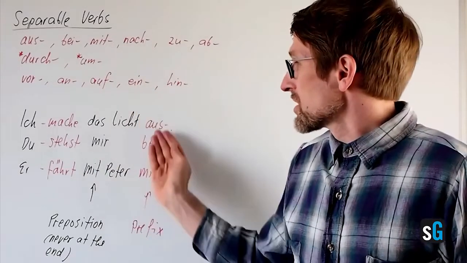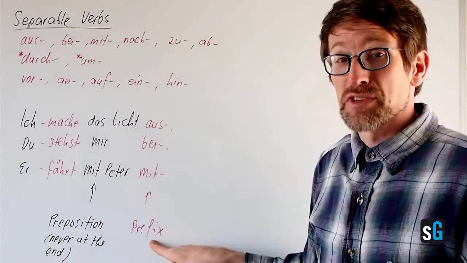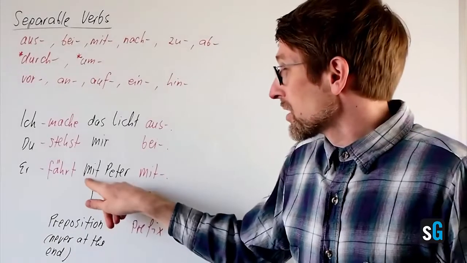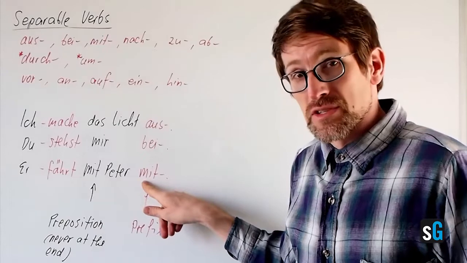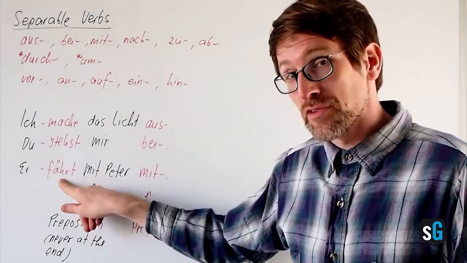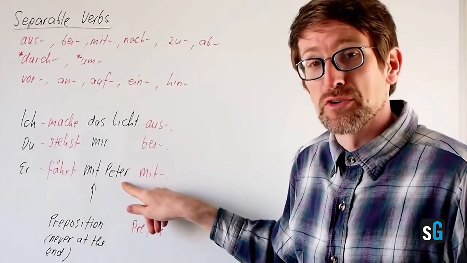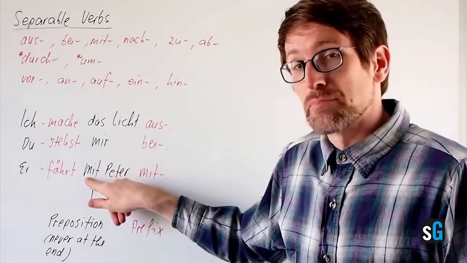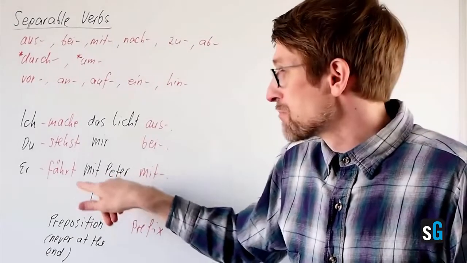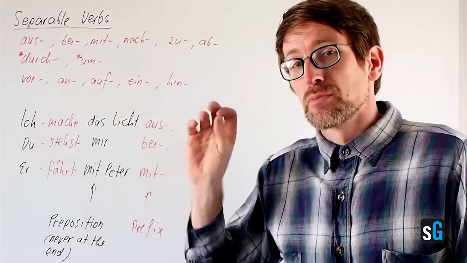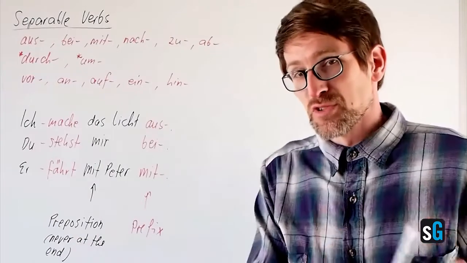The form is pretty clear here, and as you can see, the prefix always goes to the very end of the sentence. While in this example I have twice mit. So once at the very end, this is the part that belongs to the verb, the prefix, and I have something that gives me more information, mit Peter, with Peter. And this is a preposition because it's in front of Peter, in front of something. A preposition is never to be found at the very end of a sentence. This is the main difference between preposition and prefix.